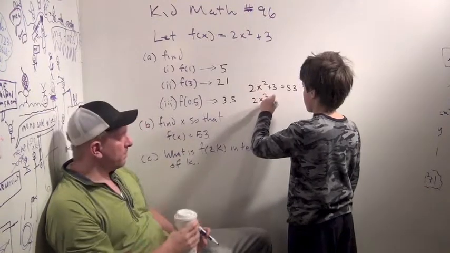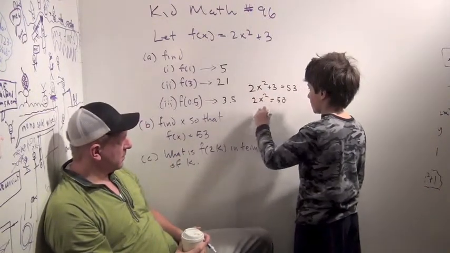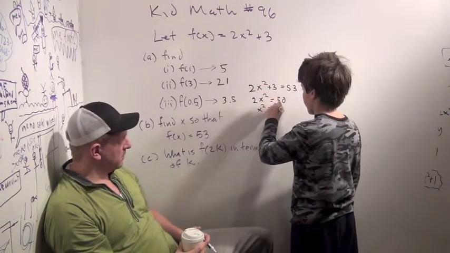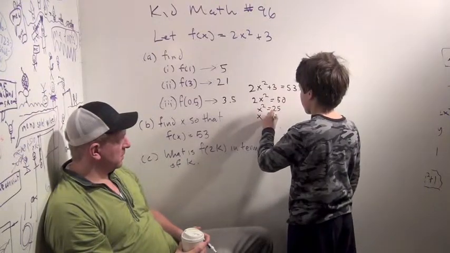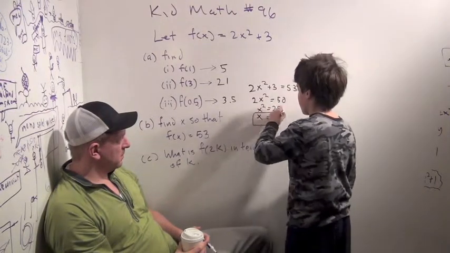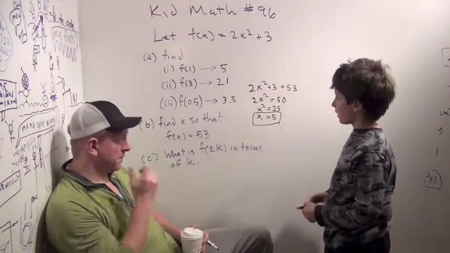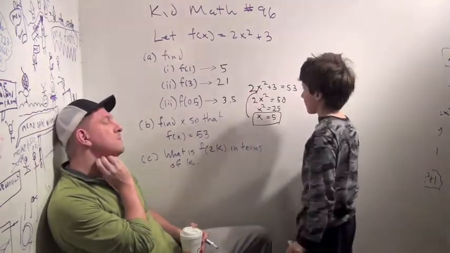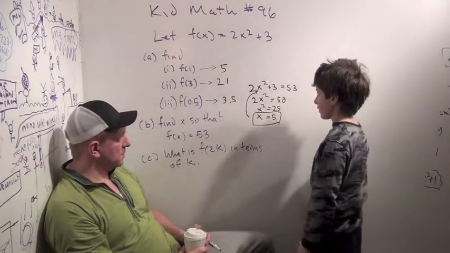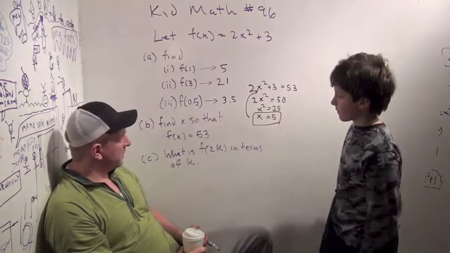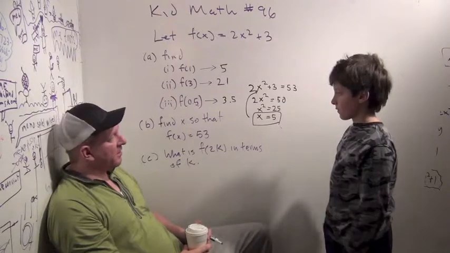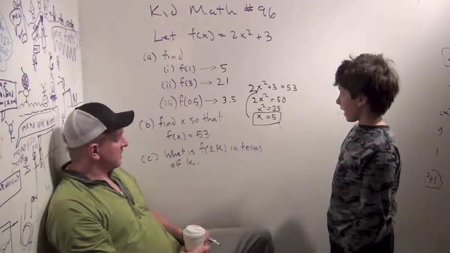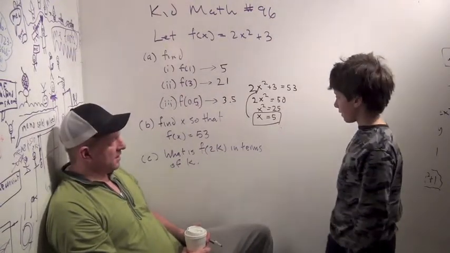2x squared equals 50. x squared equals 25. x equals 5. Okay. Let's see, does 5 work? 2 times 25, which is 50, plus 3 is 53. All right. Let me ask you a question. Are there any other x's so that... Well, minus 5 also works.